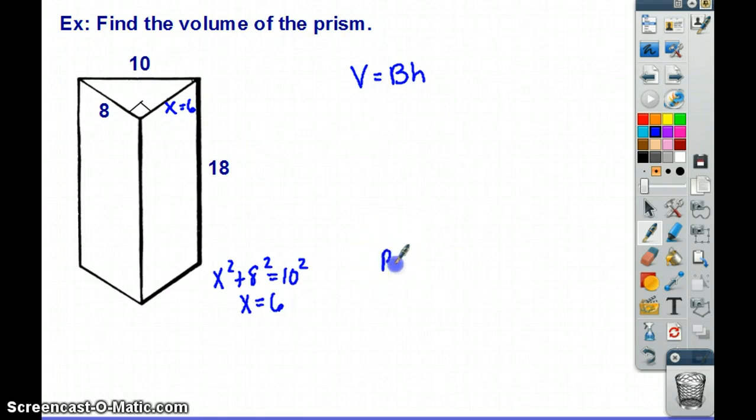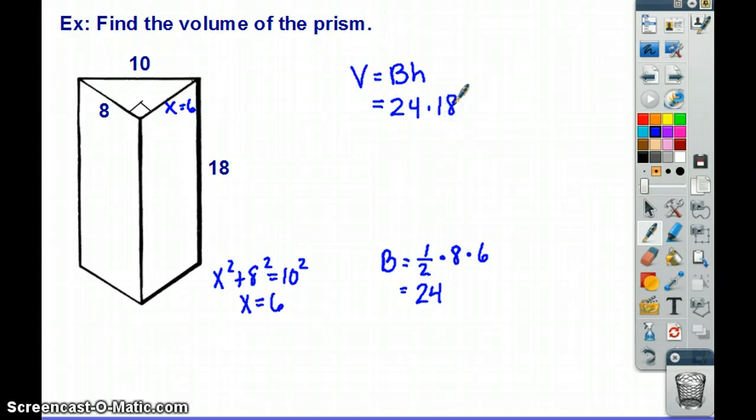That means the area of the base, the two sides that are perpendicular, we're going to use as our base and our height. So 1/2 times the base of 8 times the height of 6, giving us 24 as the area of the base. Volume is 24 times 18 then. Remember, the height is not the height of the triangle. It's the height of the prism. And I got 432 for my answer.